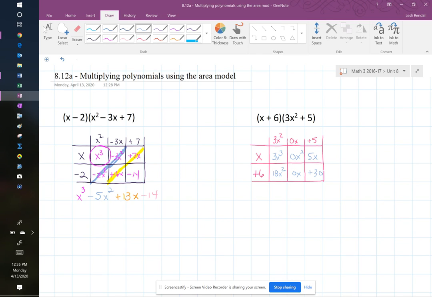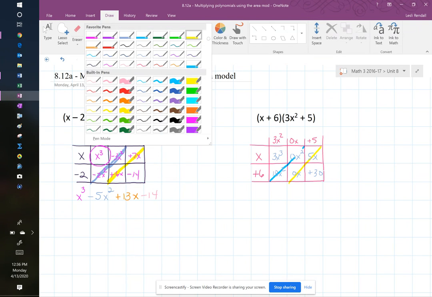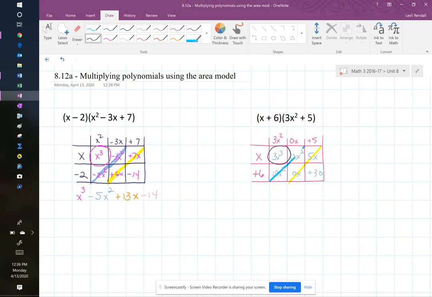We'll go back and look at our diagonals again. So if we go along this diagonal, those are the same. When we go along this diagonal, those are the same type of terms. Now we can combine everything. We start in that upper row. We have 3x cubed. 18x squared plus 0x squared is 18x squared. 0x and 5x. And then that constant of plus 30.